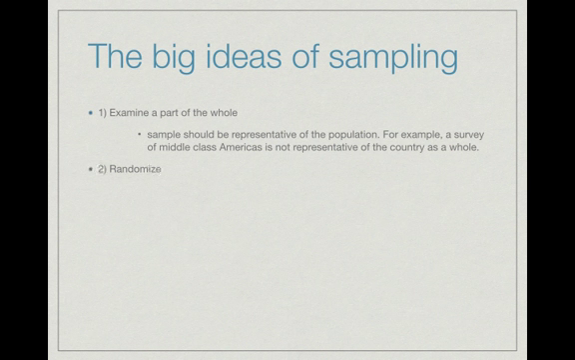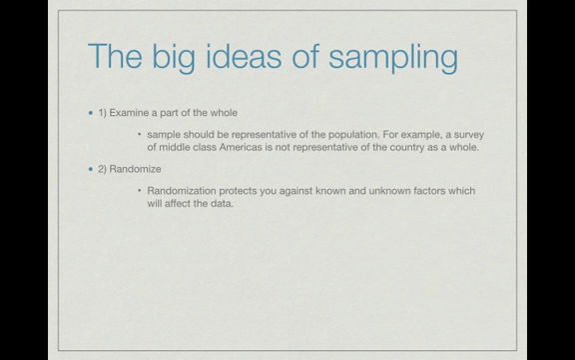Number 2, you have to randomize your survey. I can't just choose to survey this statistics class and say, yep, there's my group for representing Ohio. It doesn't work quite that easily. Randomization protects you against known and unknown factors which will affect your data.